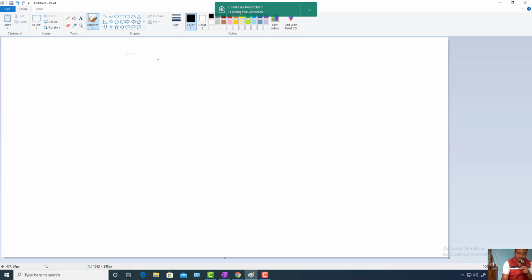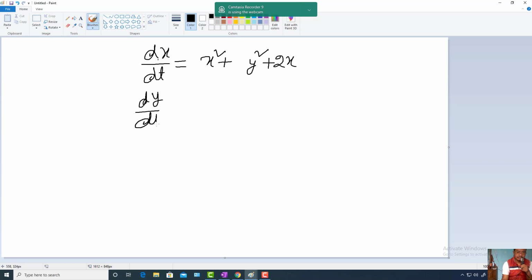First let us see the system dx by dt is equal to, say, x squared plus y squared plus 2x, and the second equation dy by dt is equal to xy plus y. So how do we find the fixed point? First let us find the fixed points.